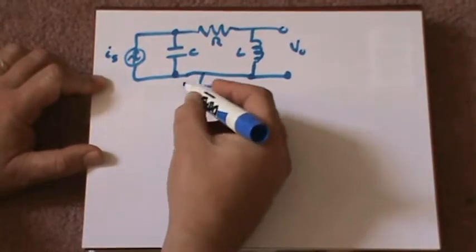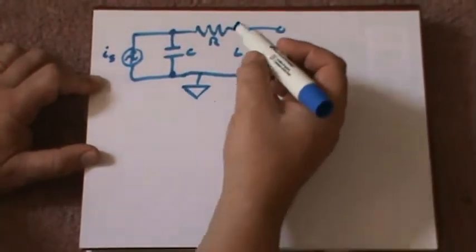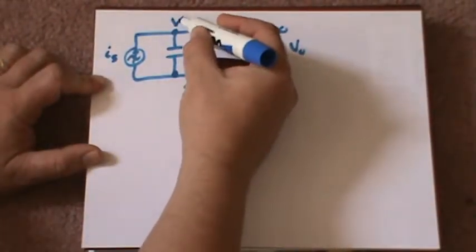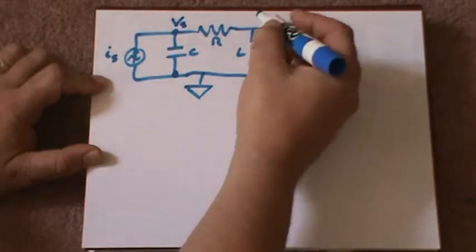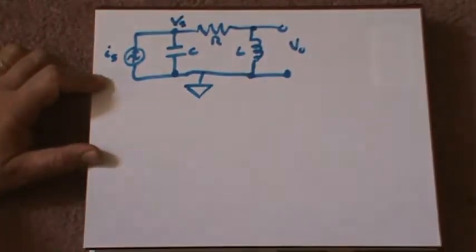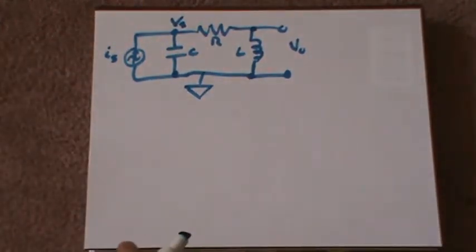And we will consider this our ground, and we will consider this point here our voltage for the source, and of course this is voltage for the output. Alright, so this is kind of our setup on this.